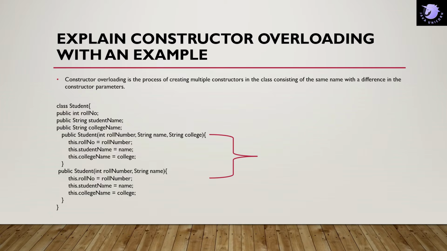Now, explain constructor overloading with an example. Constructor overloading is something in which we have multiple constructors with different signatures, or we can say different arguments, or different parameters. Like in this case, we have a class Student, and inside this class we have a Student constructor. This is a parameterized constructor, and we also have one more parameterized constructor Student. But in both constructors we have different parameters. In this case we have three parameters, and in this case we have two parameters.